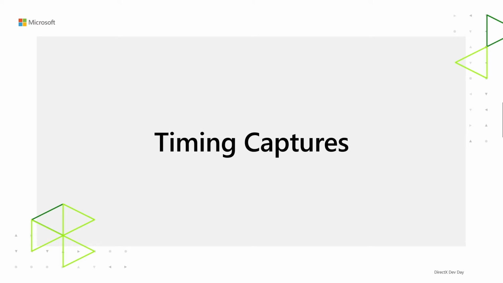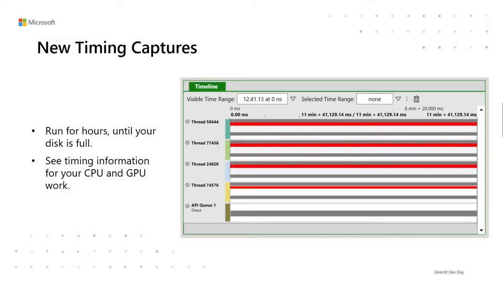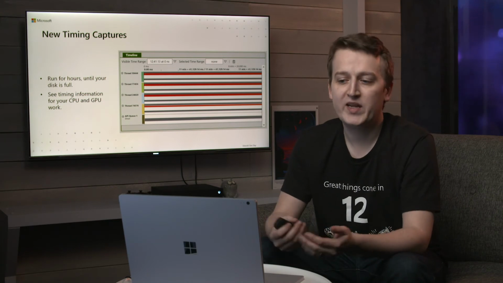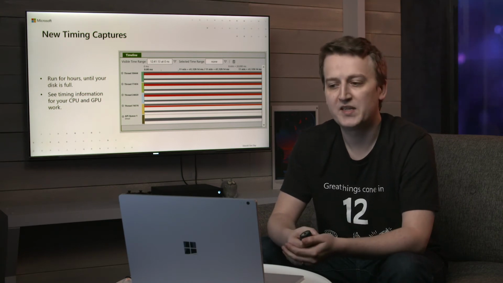So actually, while I'm talking about timing captures, let's dive deeper into them and see what's new and exciting about them. The big news was that in 2019, we introduced a major new refresh to timing captures, which I'm very excited about. The key change, compared to previous timing captures, is that you can now capture for minutes or hours, or even longer if you wanted to. Whereas previously in PIX, you were only able to capture for, say, 2 seconds of data. This is a major step forward.